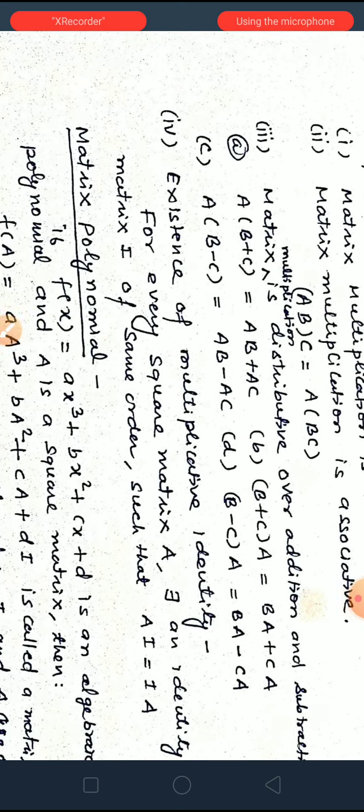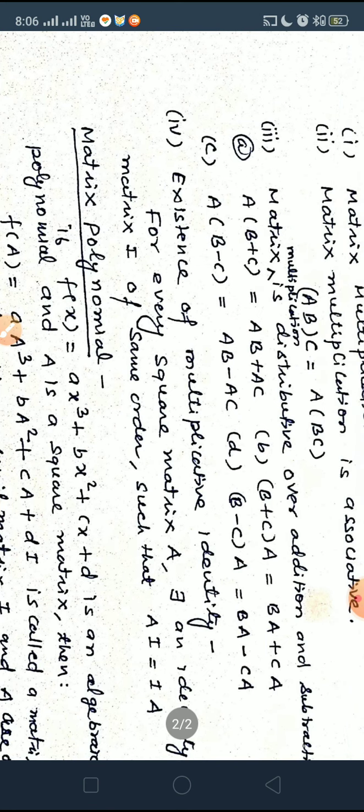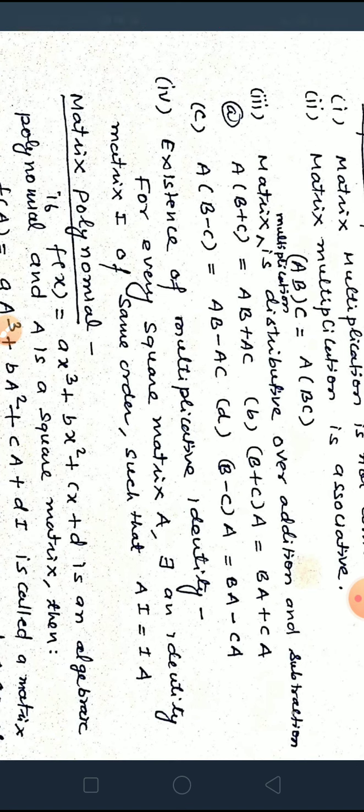Here, for every square matrix A, there exists an identity matrix I. Recall that the identity matrix I told you about is a square matrix whose principal diagonal elements are all unity, of the same order, such that AI is equal to IA. If you multiply, AI is equal to IA, so this will be equal. Here I is called the identity matrix for A. So there exists an identity matrix for every square matrix A.